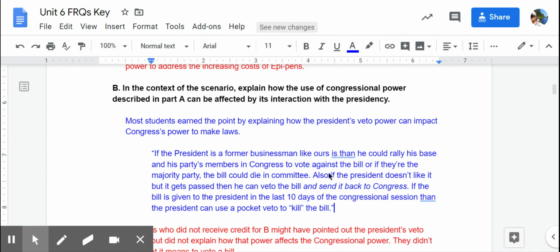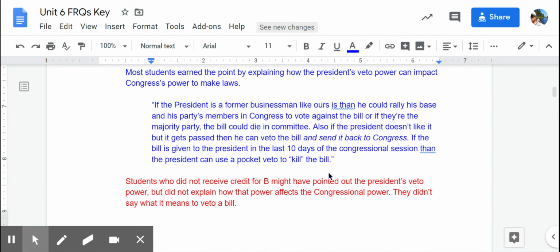Secondly, all of this should be done in the context of Mylan's increase in the costs of EpiPens. Don't assume that the reader knows what it means to veto a bill, if that is the power that you identified. Always define and describe the power or the term you identified. Again, the feedback here is pretty straightforward.